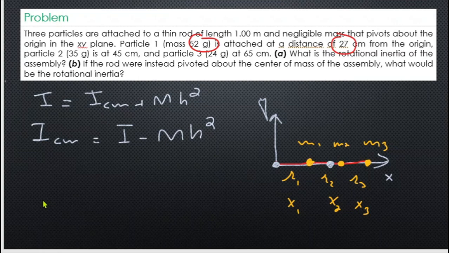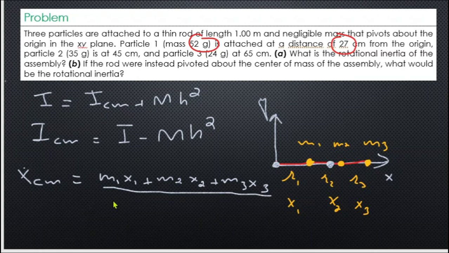Now in order to find out the position of the center of mass, we can see that all three masses, or this rod, lie on the x-axis, so the position of the center of mass can be found by this relation of xcm, which is equal to m1 x1 plus m2 x2 plus m3 x3, divided by m1 plus m2 plus m3.